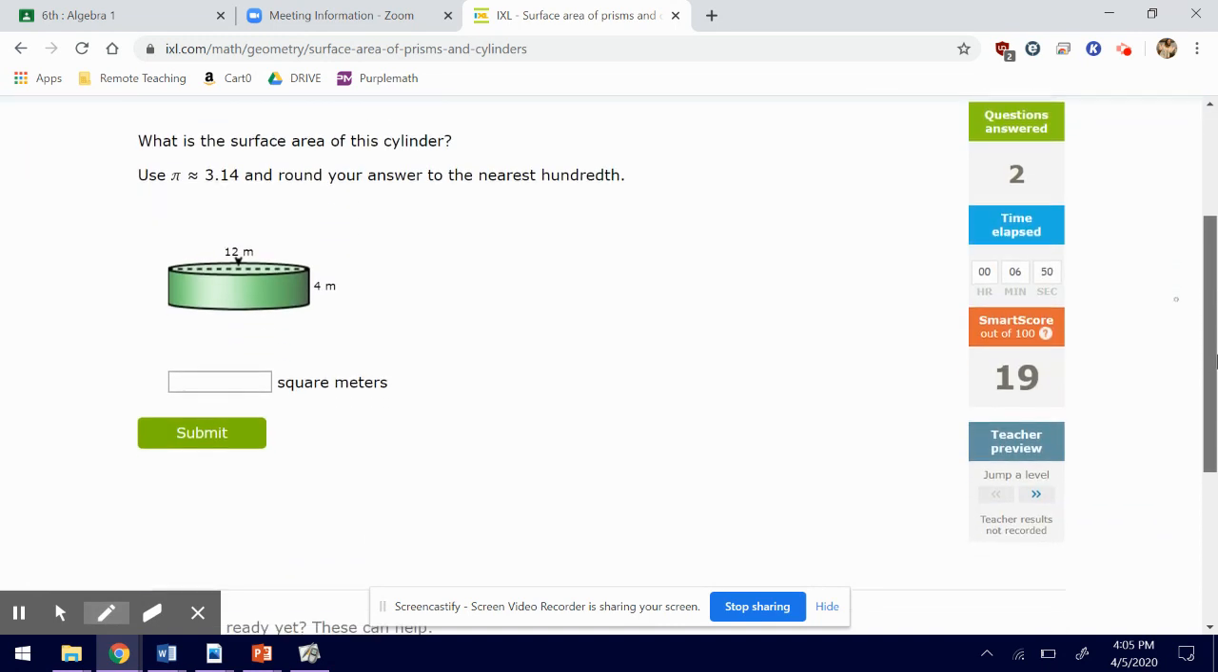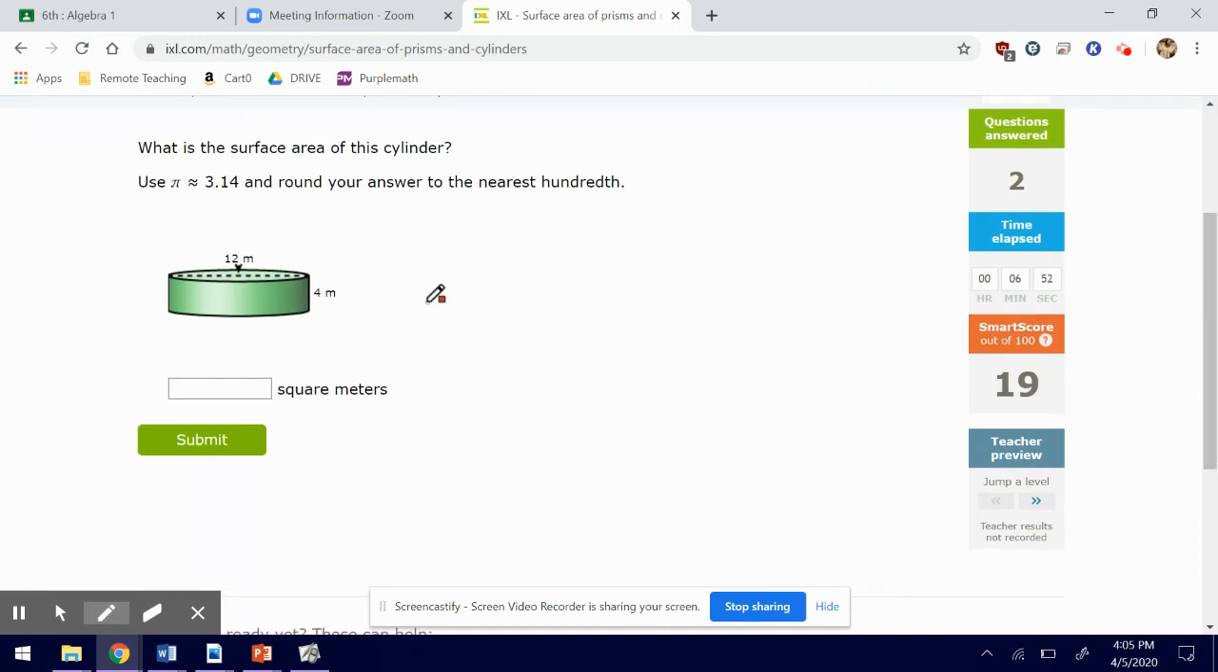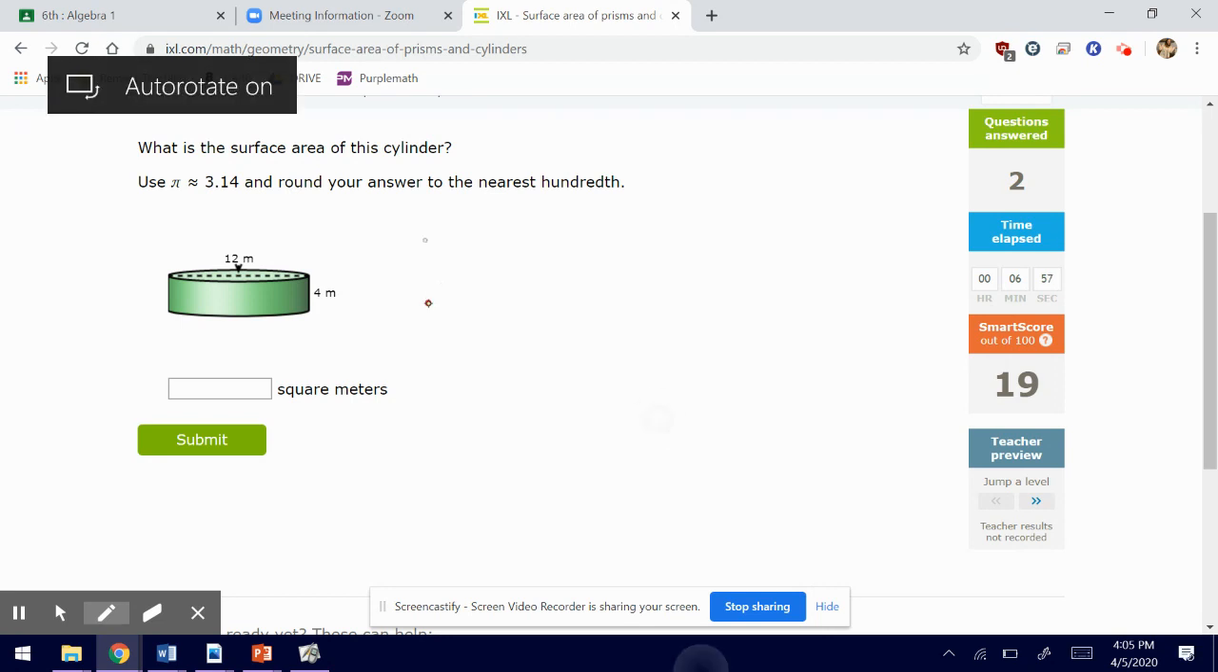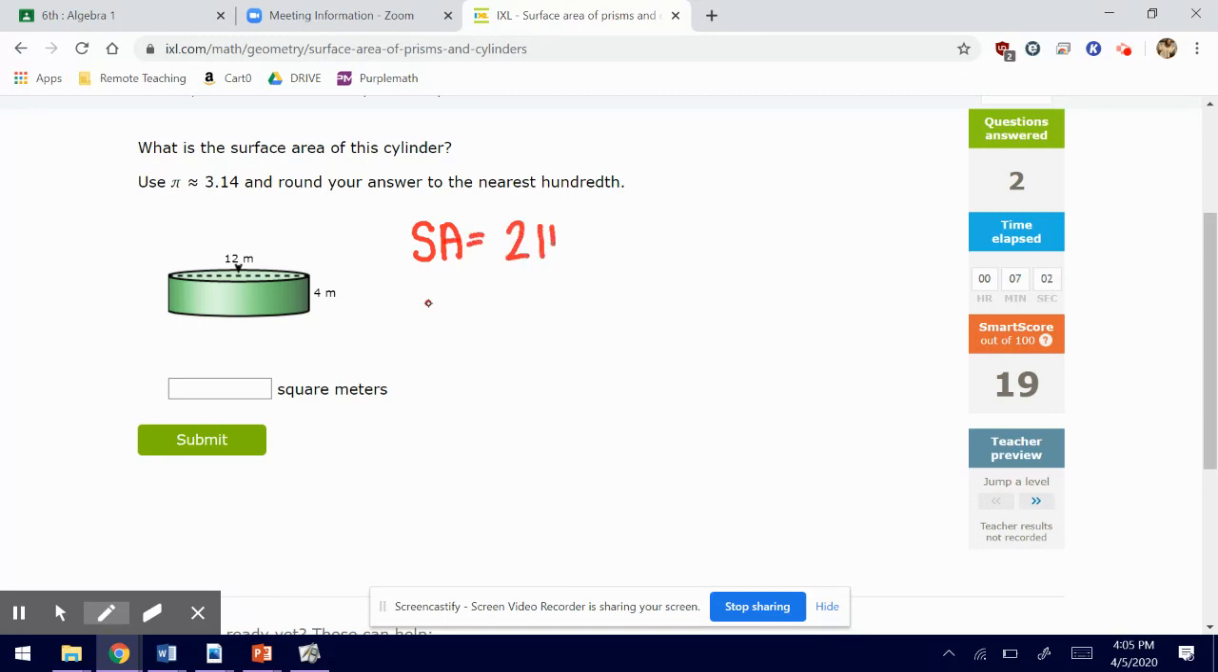Okay, it's giving me another cylinder. I hope that does that for y'all too. That'll be easier. Do a bunch of them in a row. Okay, same formula. Surface area equals 2 pi r squared plus 2 pi r h. Okay, my r is going to be the diameter, so I need half of 12. Half of 12 is 6. So my r is going to be 6, and it's 4 meters tall.